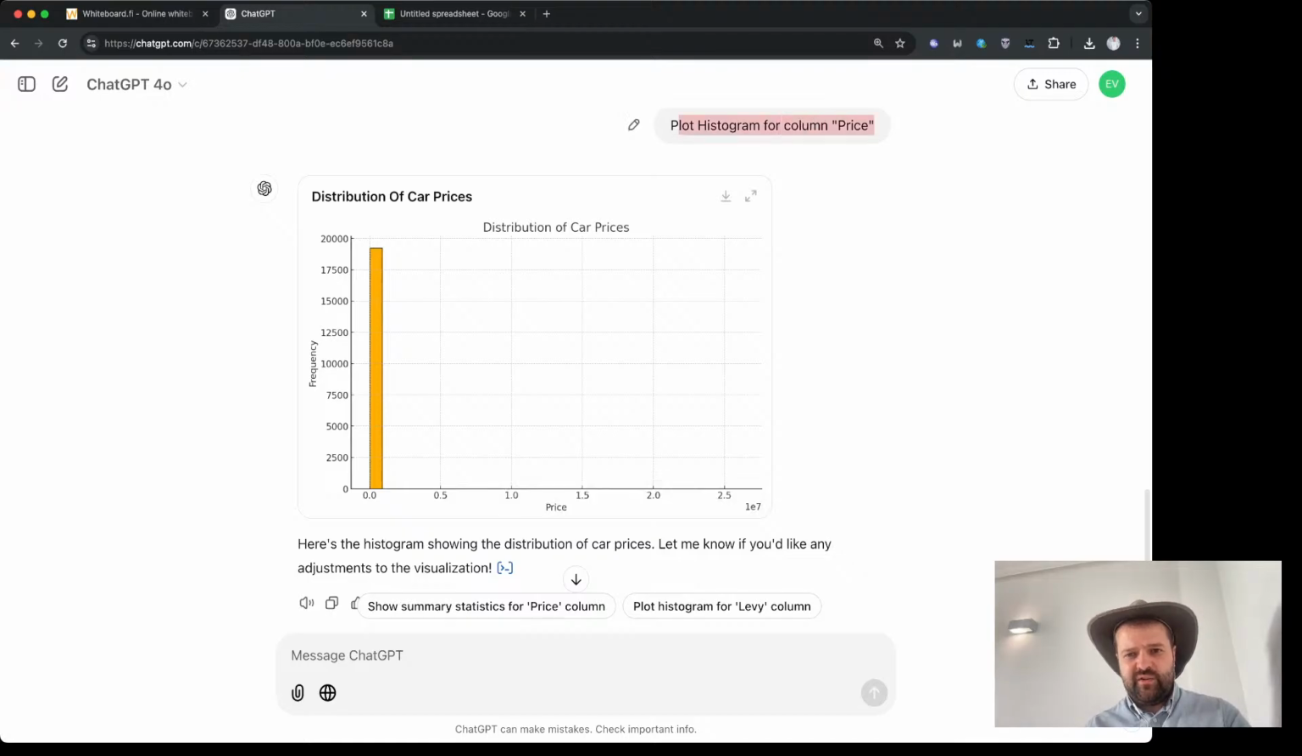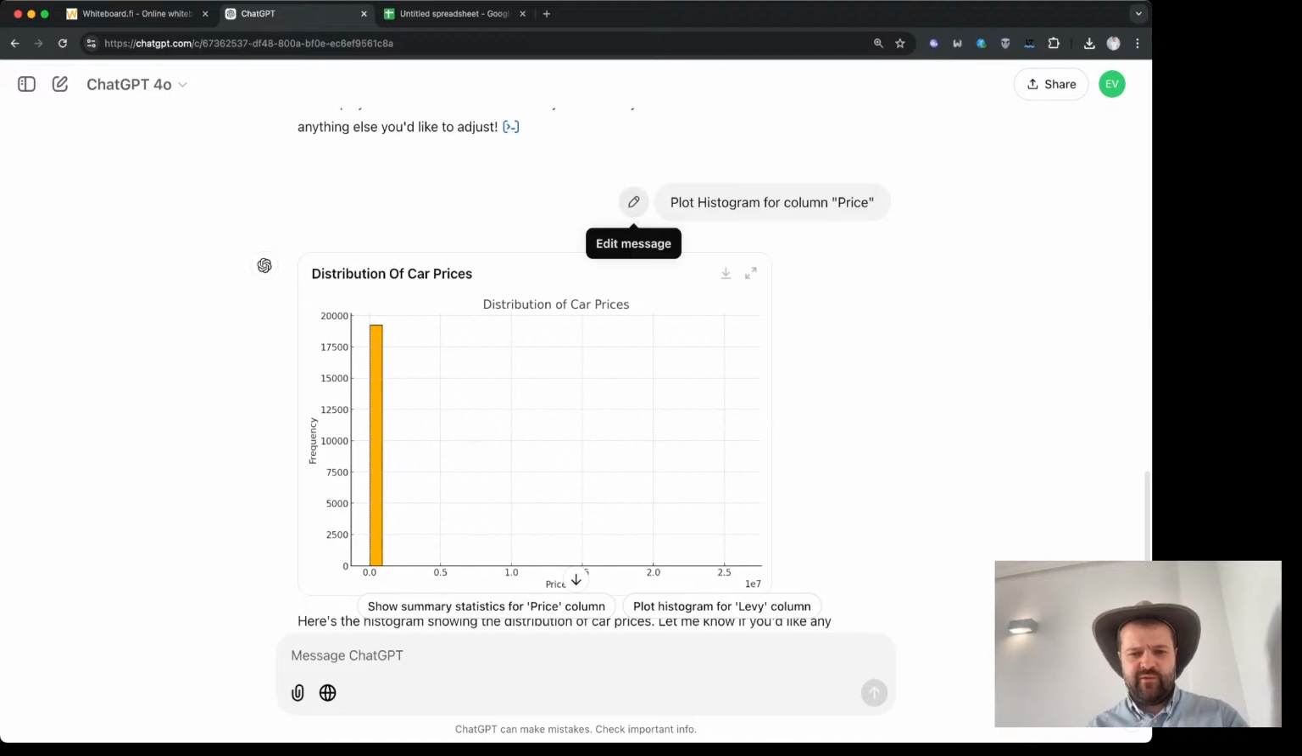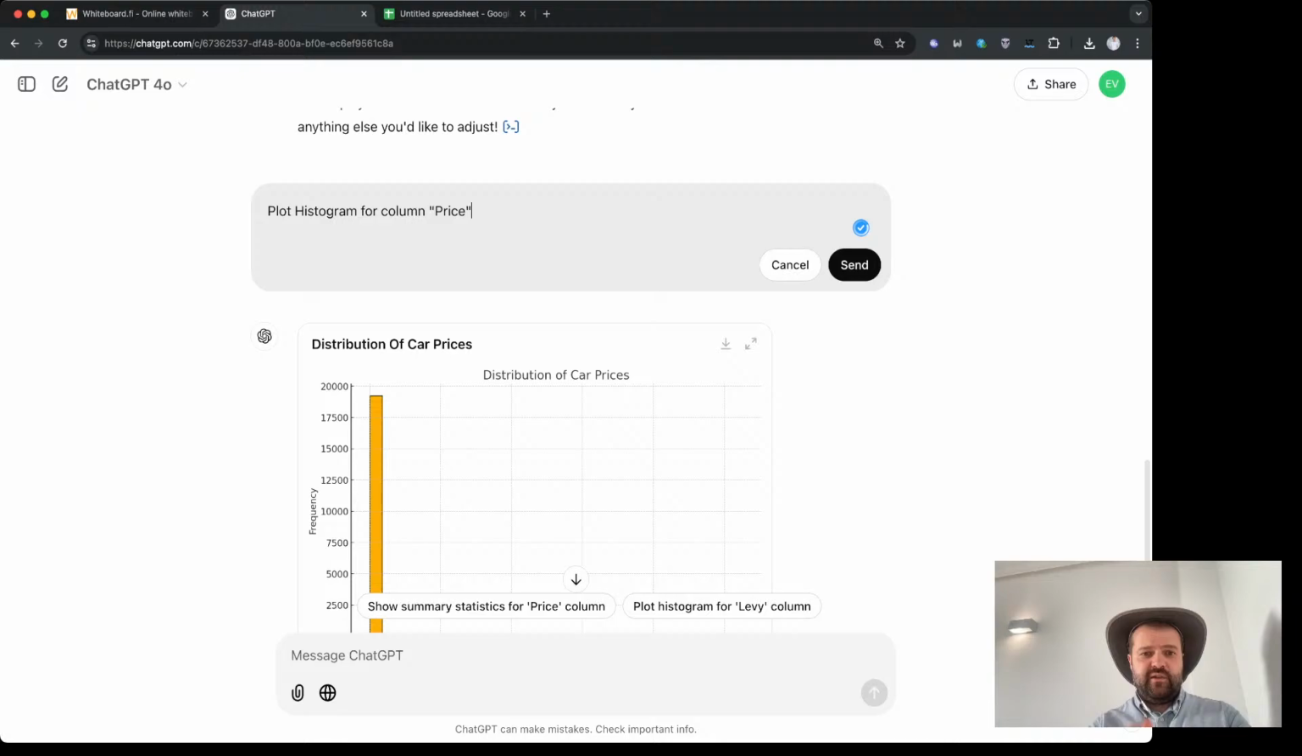So plot histogram for the column price. And actually in ChatGPT you have this function to edit things, so you can go back for column price. I will do something maybe that's contradictory to what I said before. Sometimes you can try to do multiple things at once. The best way would be actually to split this out in two steps, but we'll try if this works.